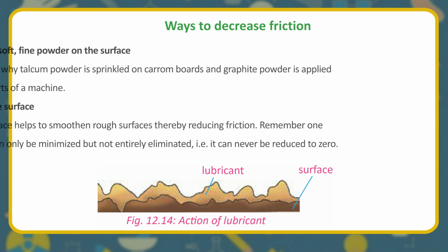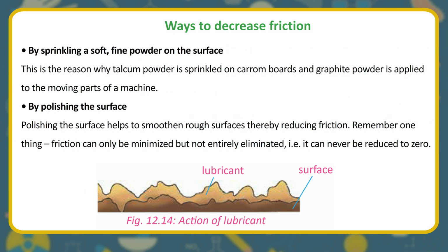reduce friction. By sprinkling a soft, fine powder on the surface. This is the reason why talcum powder is sprinkled on carom boards and graphite powder is applied to the moving parts of a machine. By polishing the surface. Polishing the surface helps to smoothen rough surfaces, thereby reducing friction. Remember one thing, friction can only be minimized but not entirely eliminated, i.e. it can never be reduced to zero.